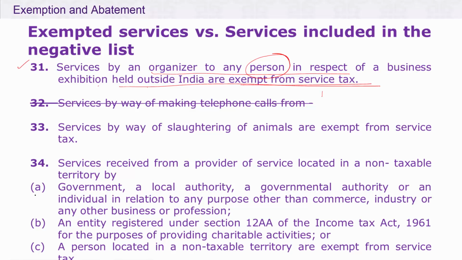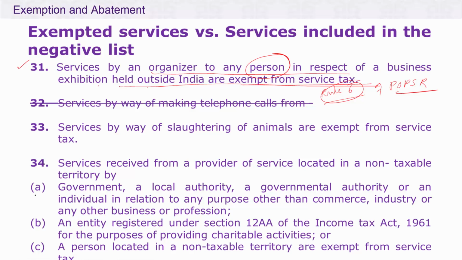For example, rule number 6 of POPSR. What is rule number 6 of POPSR? It says if an event is conducted, then the place of provision of service shall be the place of event. Suppose some road show has been conducted in Chicago, America, USA. So the service is said to be provided in Chicago. A beauty contest has been conducted in Nagpur. So the service is said to be provided in Nagpur. So the place of event is to be taken as per rule 6.